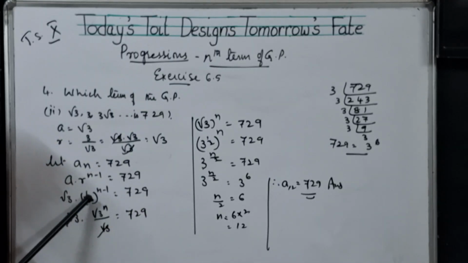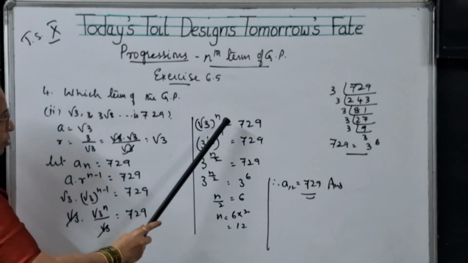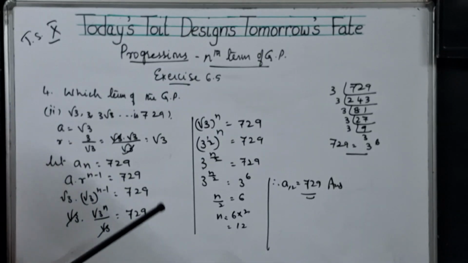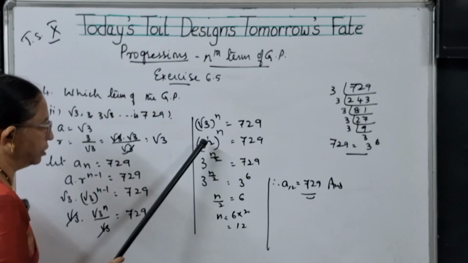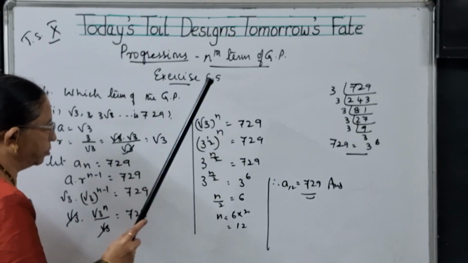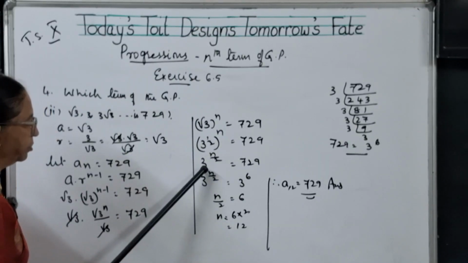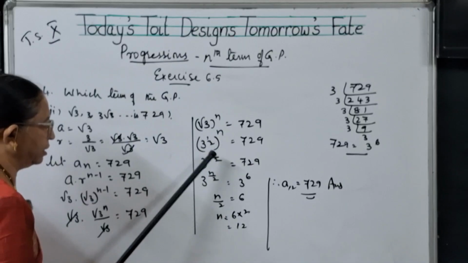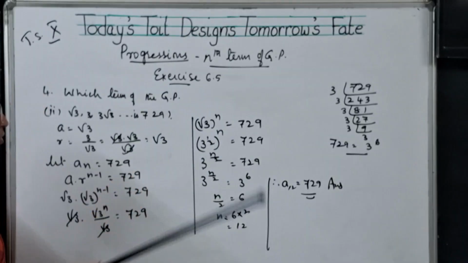So here root 3 to the power of n minus 1 can be written as root 3 to the power of n by root 3 because of this minus sign. These two root 3's will get cancelled. So root 3 to the power of n is 729. So root 3 means 3 to the power of 1 by 2, whole to the power of n is 729. That means 3 to the power of 1 by 2 into n, n by 2, is equal to 729.